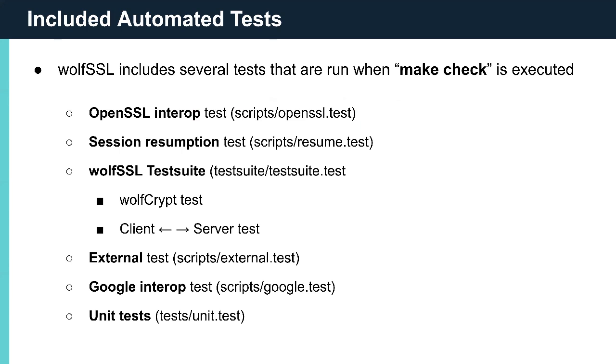There's an OpenSSL interop test, which does some interop between our examples and OpenSSL's applications. There's a session resumption test that tries resuming sessions at the TLS layer. We have a test suite, which runs our wolfCrypt test application, and then a simple client and server test. We've got an external test, which uses our example client and connects out to an external web server. We do a Google interop test to make sure wolfSSL can connect to Google servers okay, since those are very commonly used and usually readily available. And then we have unit tests for most of our APIs.